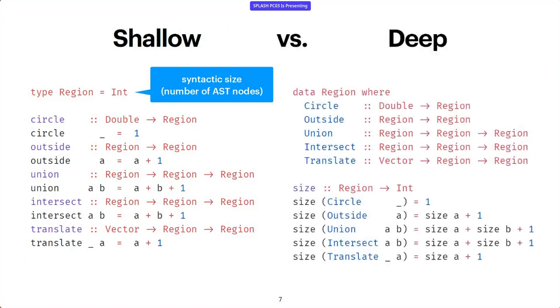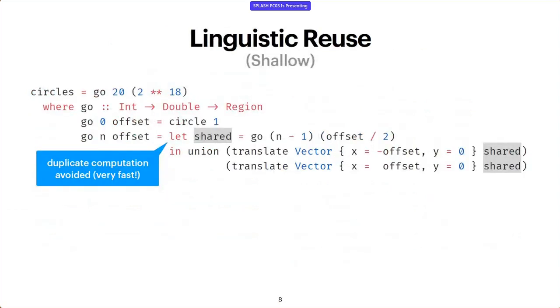On the contrary, in the deep embeddings, the region is defined as an algebraic data type. So the 5 constructors only capture the syntax instead of any semantics. If you want to give a semantics, we have to define a function like size by pattern matching. Here we pattern match all of the 5 constructors, and the definitions are very similar to the shallow one. And what's the benefit of shallow embeddings, for example?